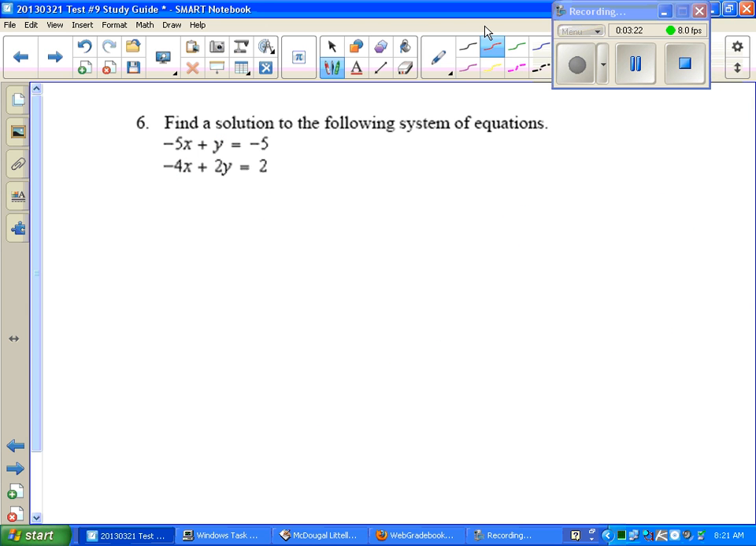Number 6 is find a solution to the following system of equations. It's going back a couple of weeks. Different ways you can do this. Remember, we learned 3 different ways. Graph them, find where the 2 lines intersect. Use substitution by plugging in values, or you can use the combination and elimination one.